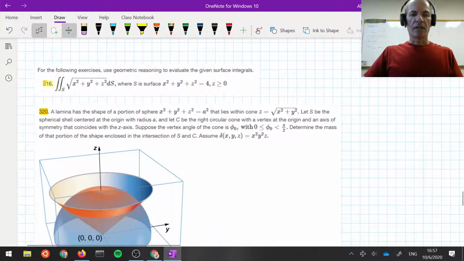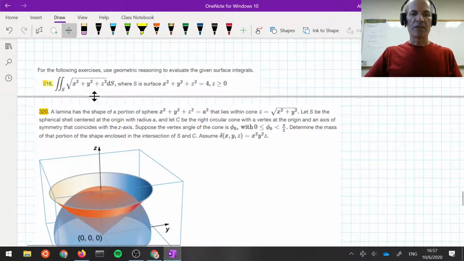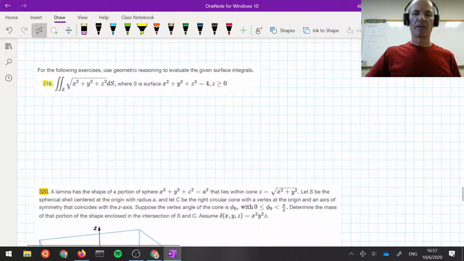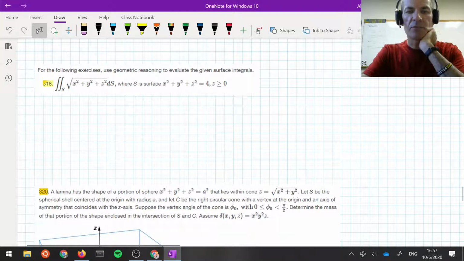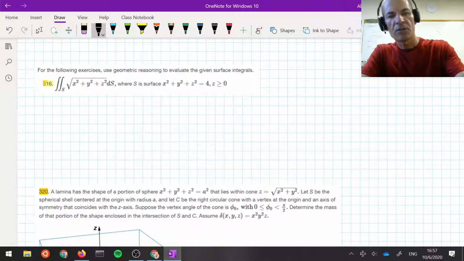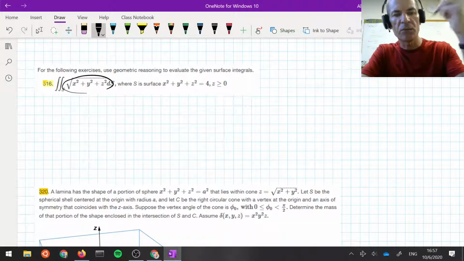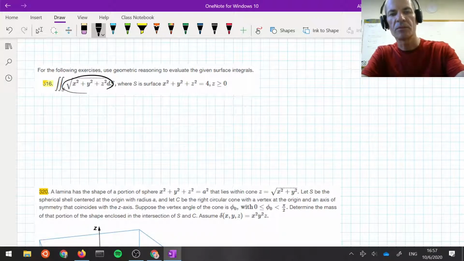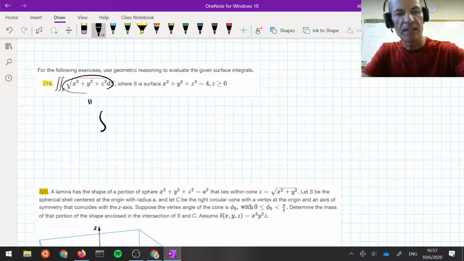Okay, in 3.16, we're asked to use geometric reasoning to evaluate this integral, where the surface is x squared plus y squared plus z squared equals 4. Now, if we're going to integrate this thing on the surface x squared plus y squared plus z squared equals 4, we immediately know that this integrand is equal to what? It's equal to 2, the square root of 4. So we know that this is the integral over the surface of 2 dS.